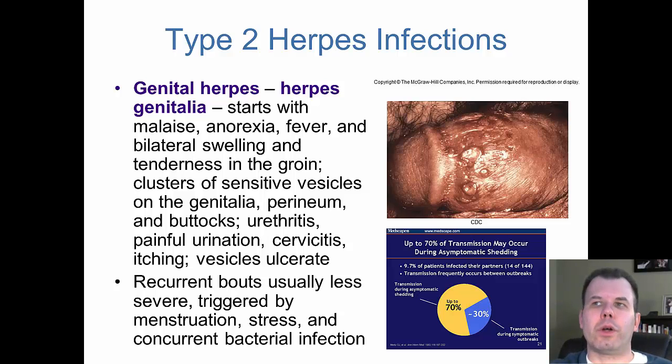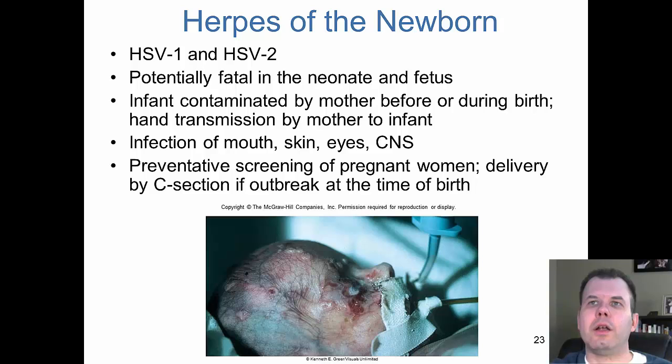And again, where do we see transmission? A lot of times when people are asymptomatic. They think, oh, I don't have any problems, I'll have sex, and then they spread the disease to an unknowing partner at that time. Okay? And so that's what you think about there. Now, again, herpes of the newborn can occur with either HSV-1 or 2, and can be potentially fatal in the neonatal fetus, especially if the virus crosses the placenta, and typically it's contracted from the mother before or during birth, or by hand transmission while handling the baby.